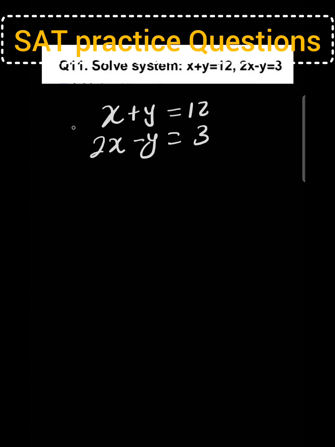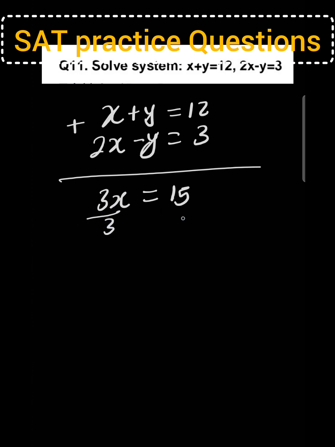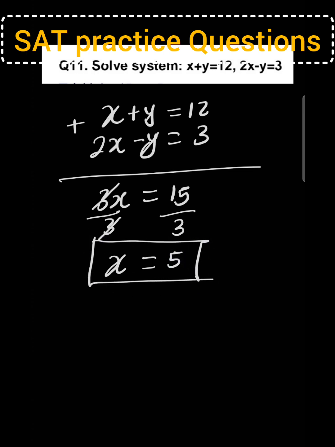What we do is add the two equations. x plus 2x gives us 3x, then positive y minus y is 0, and everything is equal to 12 plus 3, which gives us 15. To get the value of x, we divide both sides by the coefficient of x, which is 3, so the 3s cancel. x is equal to 15 divided by 3, which is 5. So we have solved for x to be 5.